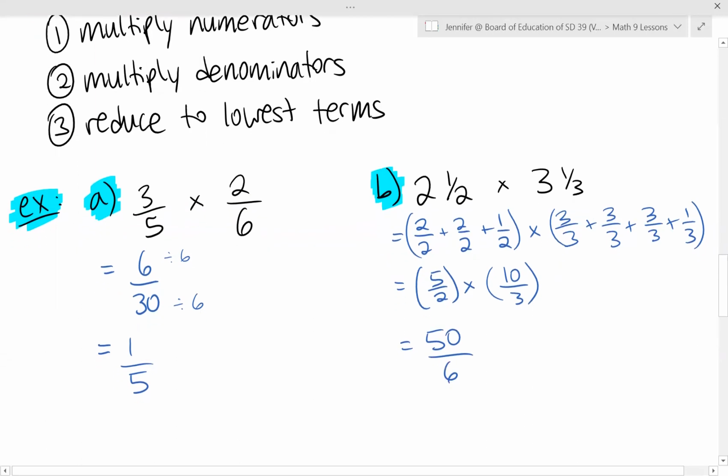Can this be reduced any further? Yes, the top can be divided by 2. The bottom can be divided by 2. This will give us 25 over 3. And then 3 does not go into 25, so there's no further reduction that we can do here.